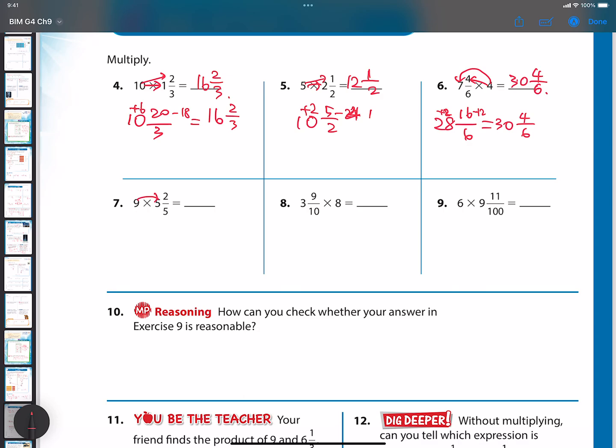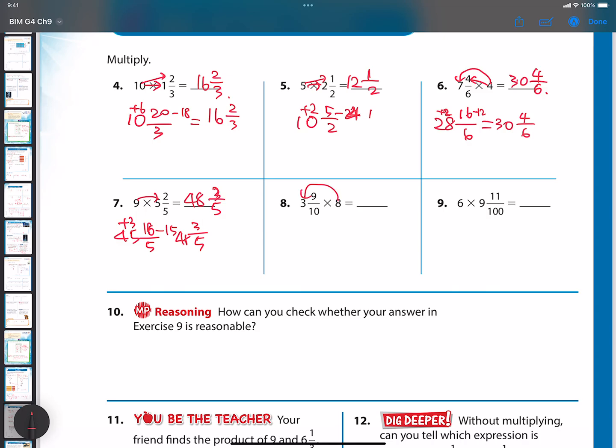Okay, 9 times 5, 45. 9 times 2 is 18 over 5. 5 can fit into 18 by what time? 3 times. And 3 is the remainder, which stays the same. 48. Okay, so 48 and 3 over 5. All right, let's move on.